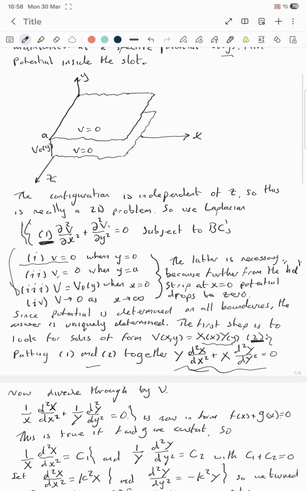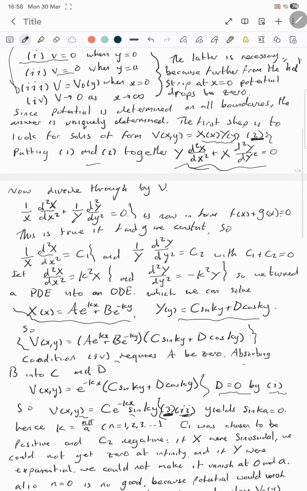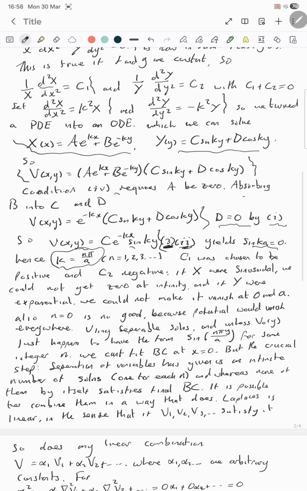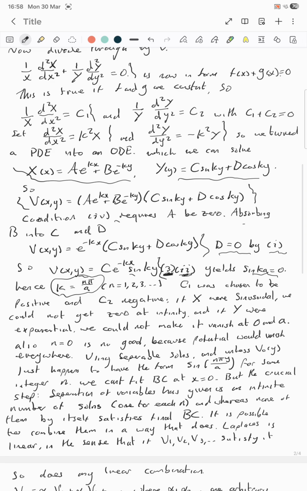Here V equals 0 when y equals 0 and V equals 0 when y equals a. So by our second boundary conditions, we get sine of ka equals 0, so k equals n pi over a, where n equals 1, 2, 3, and so on. Now c1 was chosen to be positive, c2 negative. If x were sinusoidal, we could not get 0 at infinity, and if y were exponential, we could not make it vanish at 0 and a. Also n equals 0 is no good because the potential would vanish everywhere.